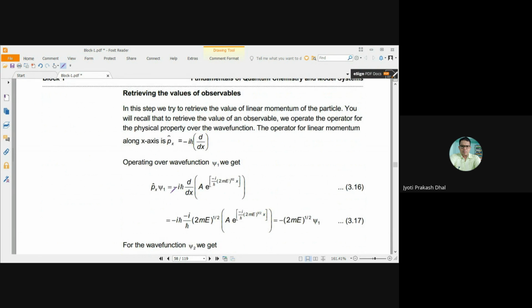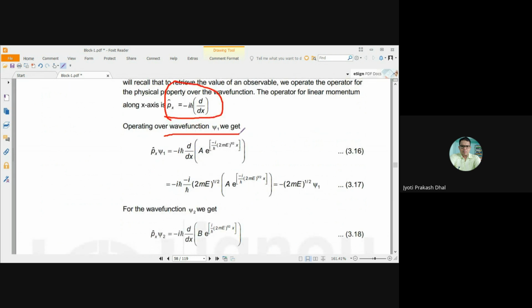Now coming to retrieving the values of the observables. Here we know this is the linear momentum operator Px cap. So Px cap equals minus i h cross d by dx operating over the wave function psi1, that means the first wave function. If the linear momentum operator is operated over the first wave function, then Px cap psi1 equals minus i h cross d by dx of psi1, and solving this we find that the value becomes minus square root of 2mE psi1.